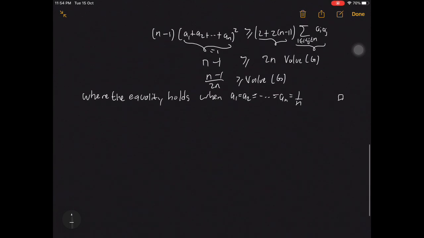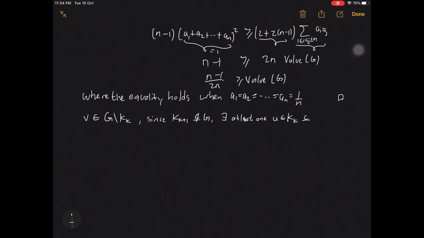Now, if we take a look at a random vertex V inside G without the K clique, which is a subset of G, since K plus 1 clique is not a subset of G, there exists at least one U in the K clique, which is a subset of G, such that the edge UV is not in the edge set of G.